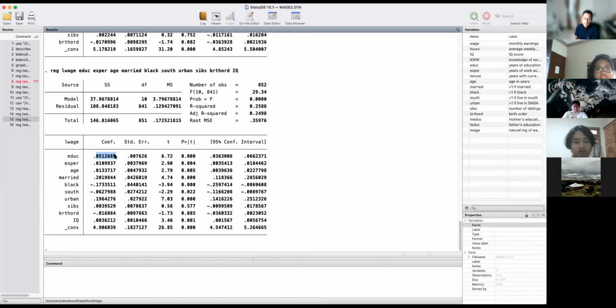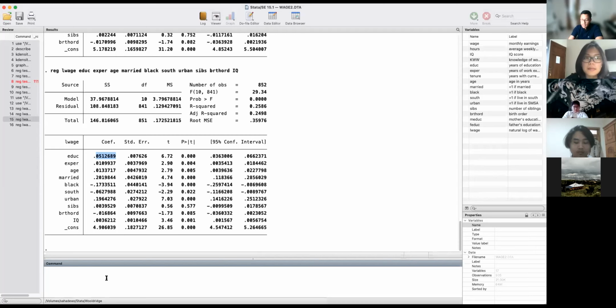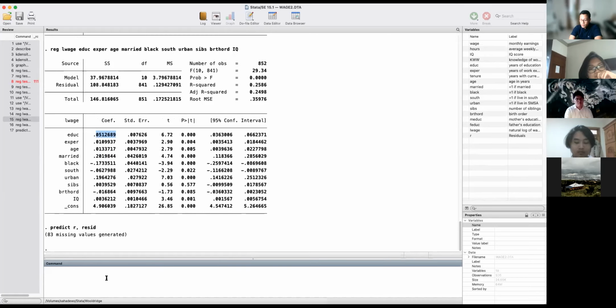Okay, another thing that is available on your do file is what's called the residual versus prediction plot, okay? Suppose that we do the regression, and then after we do the regression, I'm going to ask Stata to predict a variable, and the name of the variable is R, which is the residual of the model, okay? And then what I'm going to do is a residual versus prediction plot, okay?